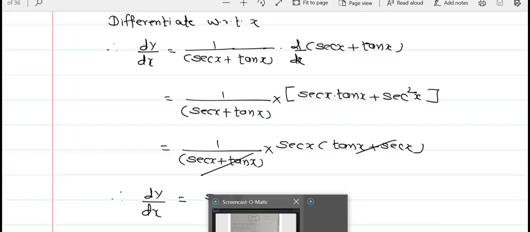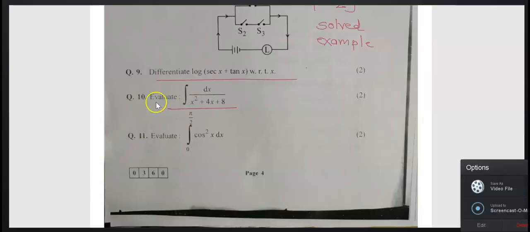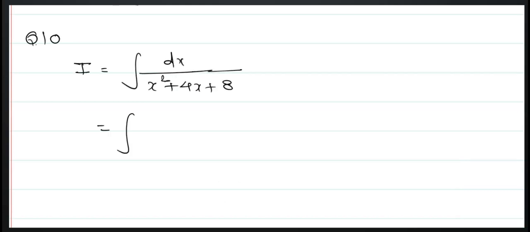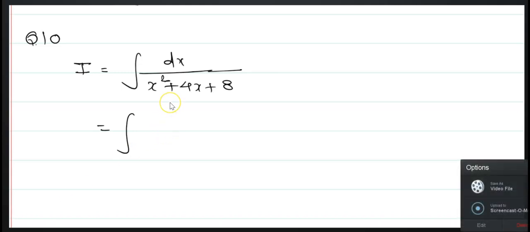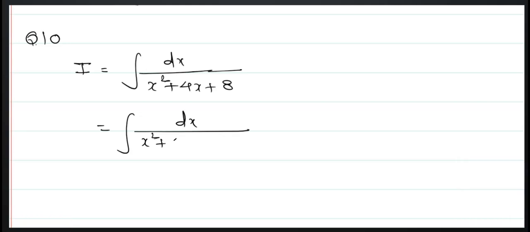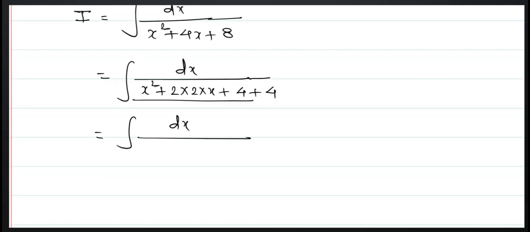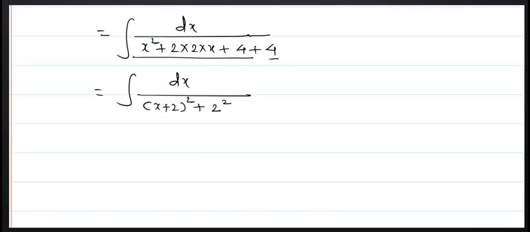Now the next is, evaluate. Question number 10, evaluate the integration dx upon x square plus 4x plus 8. Very simple integration. Here, see this, I is equal to integral dx upon x square plus 4x plus 8. Now express in the quadratic form, x square plus 2 into 2x plus 4 plus 4. That is, you will get dx upon x square plus 4x, that is 2 into x, 2, that is dx upon x plus 2 bracket square plus 2 square.